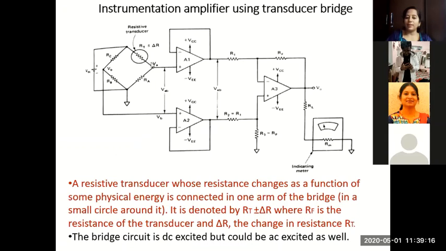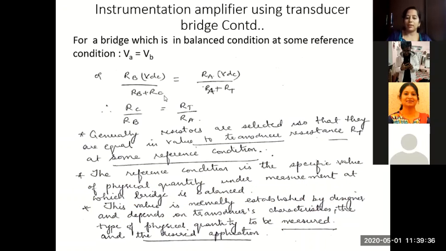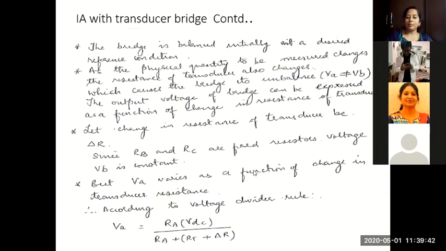So when one of the resistances changes, the balance condition of the bridge is lost and we will have some output voltage. When the bridge is balanced, VA is equal to VB, and the output voltage VAB is 0. When the bridge is imbalanced, the output voltage will not be 0. Please remember that. So, the value is normally established, as I told you, based on some simple characteristics.